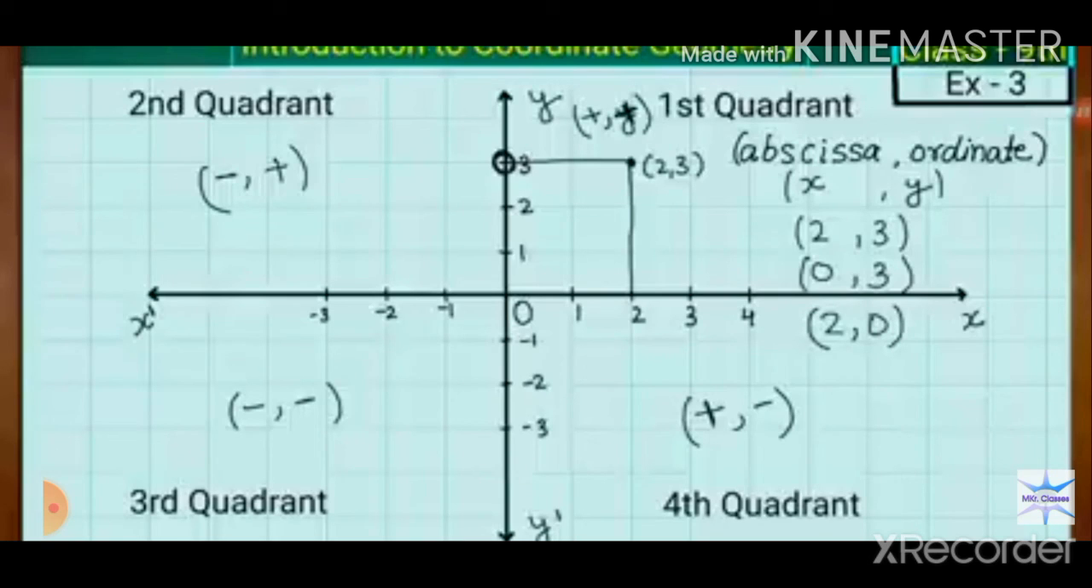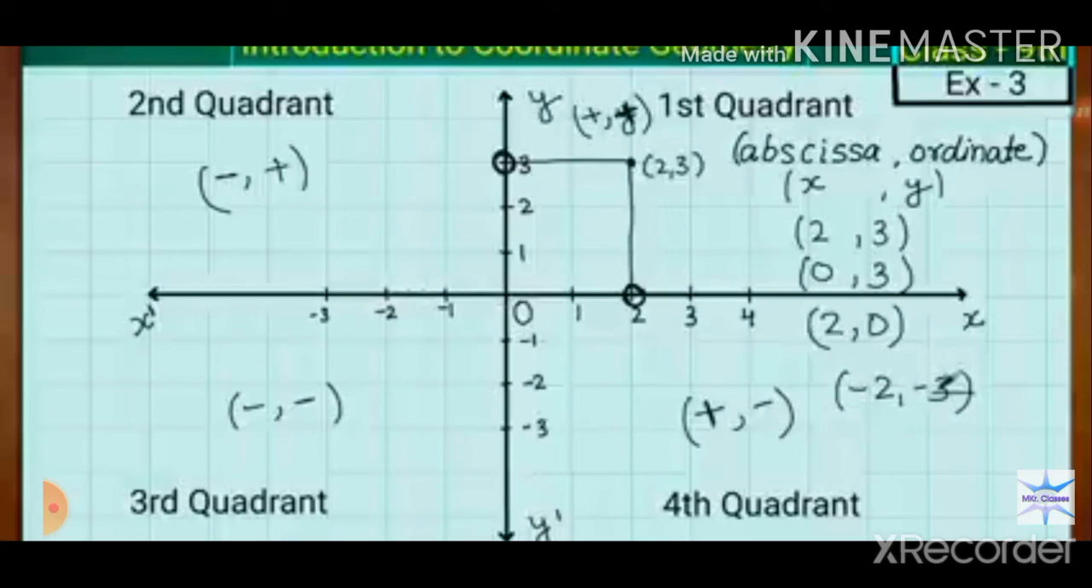Similarly, if you consider (2, 0), then the value of x is 2. On the x-axis you see where 2 is. This is 2 and y is equal to 0. So this point will be (2, 0). So (2, 0) is lying on the x-axis. If the abscissa is 0, then the point will be lying on the y-axis. If the ordinate is 0, then the point will be lying on the x-axis.